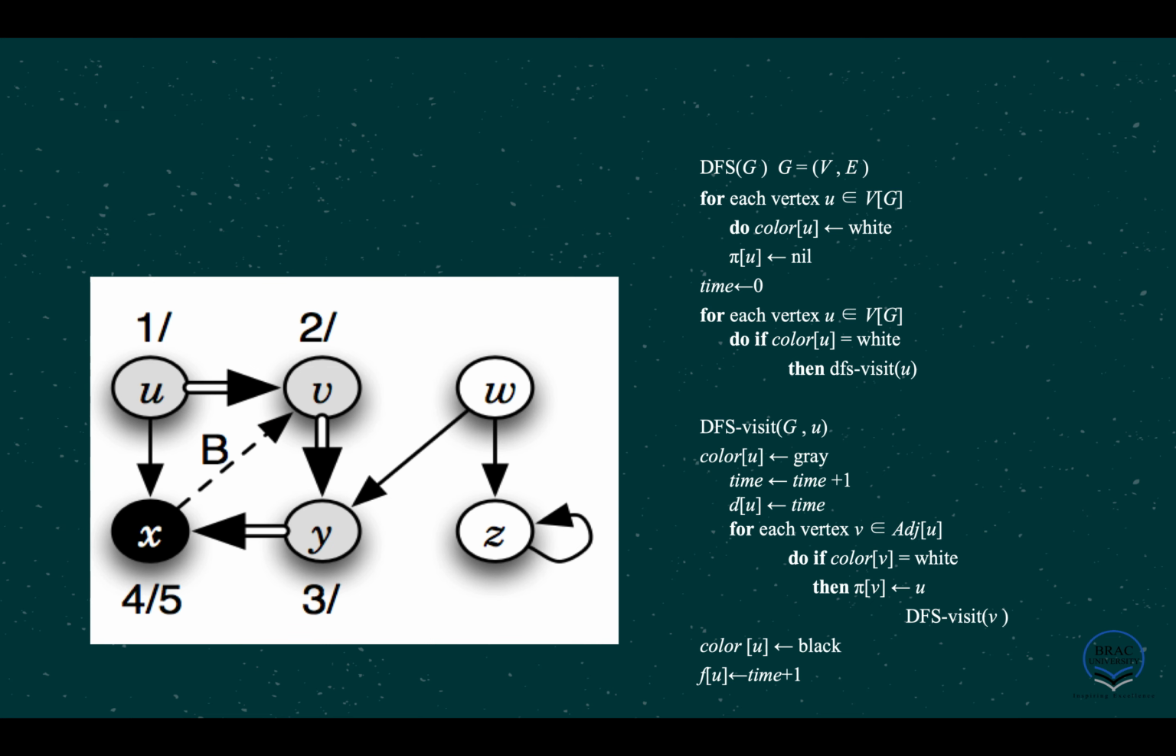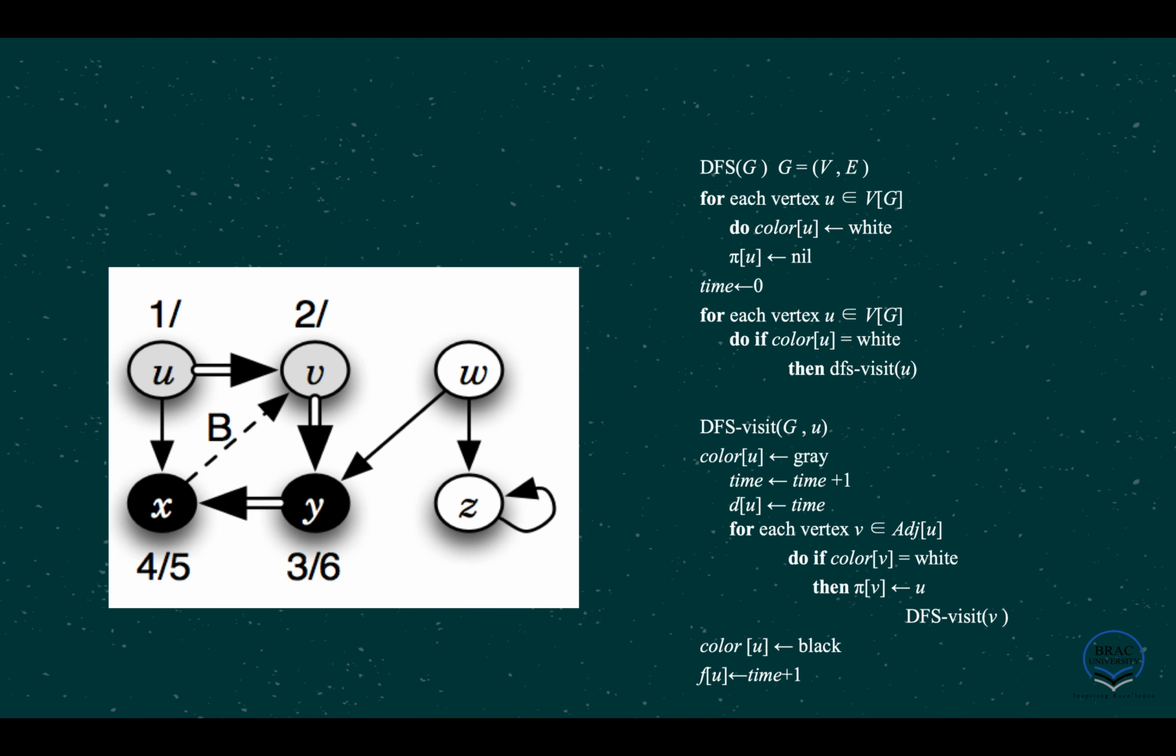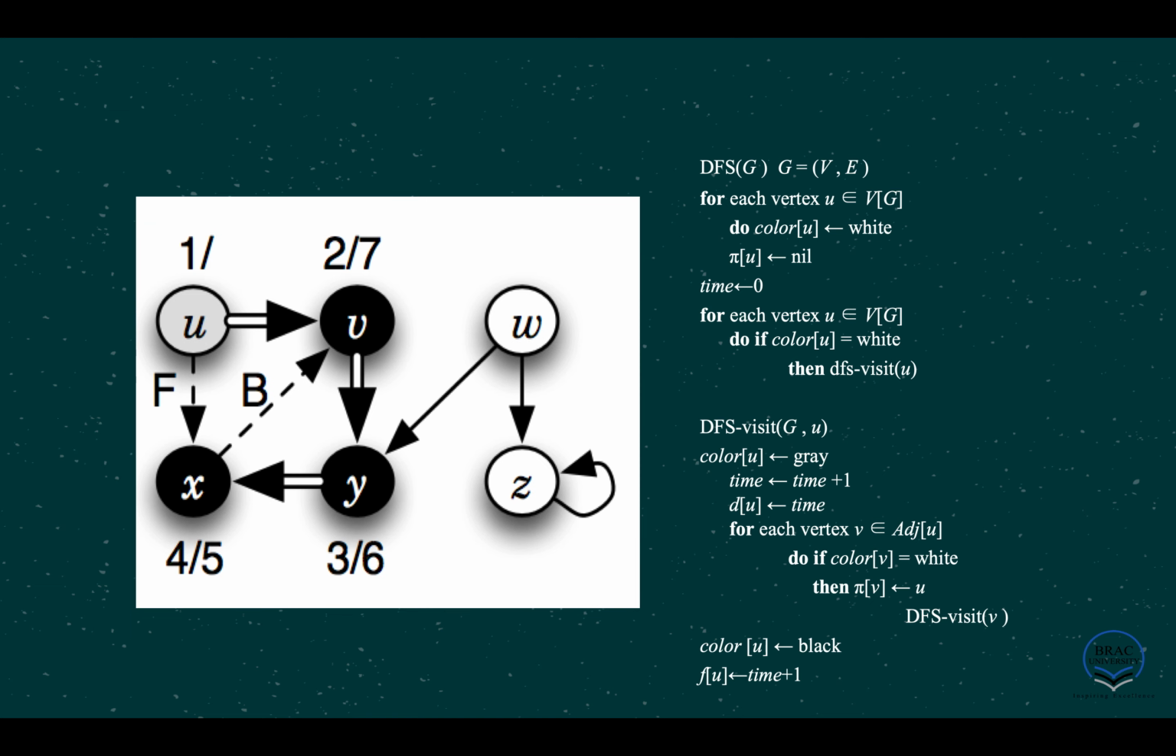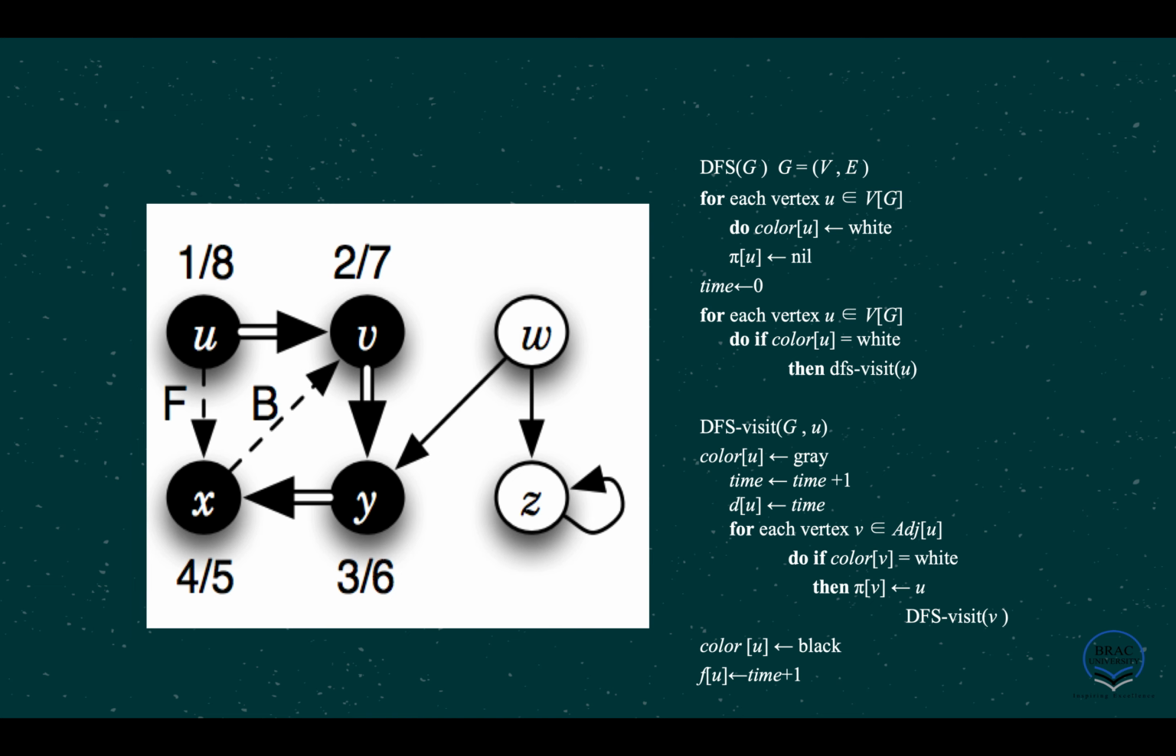So we have colored it black, and then we go back to our y and label it 6 as the finishing time. Then we will go back to v and label it 7 as finishing time, and then we will go back to u again and label it 8. Alright, so we have got this u, v, y and x path and the starting and finishing time of it.